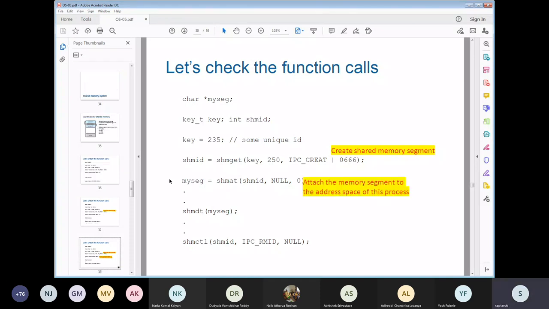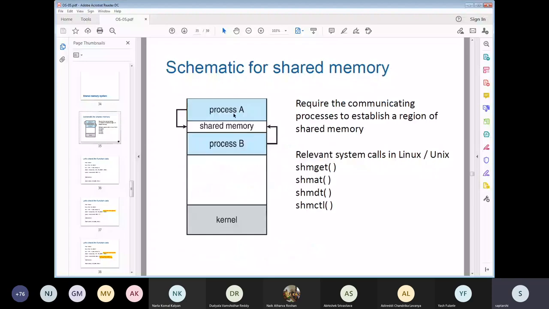Now, the next system call is SHM at. This is shared memory attach. So this system call is used to attach the memory segment to the address space of this process. The address space of this process till now was only its own address space. If I go back a couple of slides, the address space of process A was this only. Now A is requesting the kernel to attach the shared memory to its process also. Same thing would be done by B also.